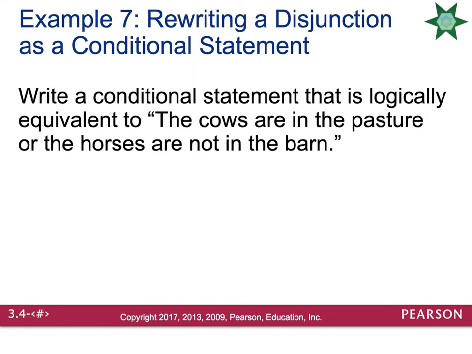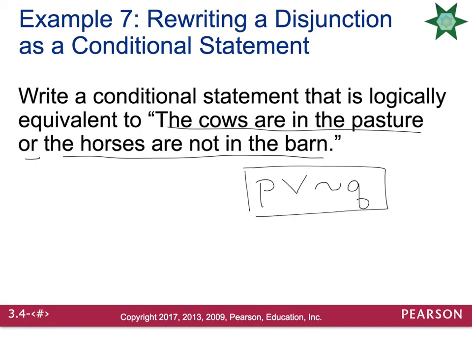Okay, so let's look at this. Write a conditional statement that is logically equivalent to: the cows are in the pasture, or the horses are not in the barn. Okay, so let's first translate the example that we're looking at. The cows are in the pasture, let's let that be P. Or is your disjunction. The horses are not in the barn. That would be the negation, and we'll have Q be that the horses are in the barn. Okay, so they want you to take this phrase and write an equivalent statement that is using a conditional statement. So remember, conditional is your arrow.